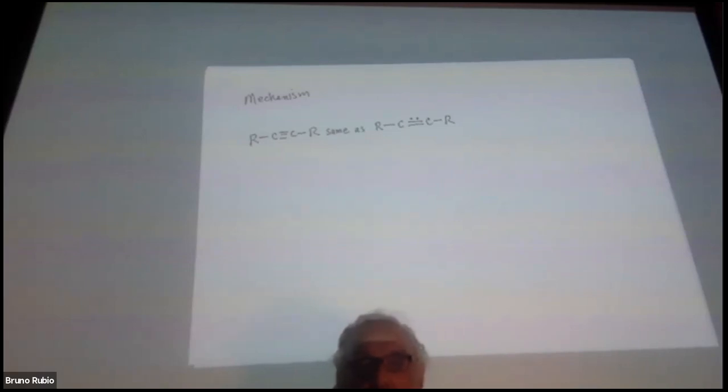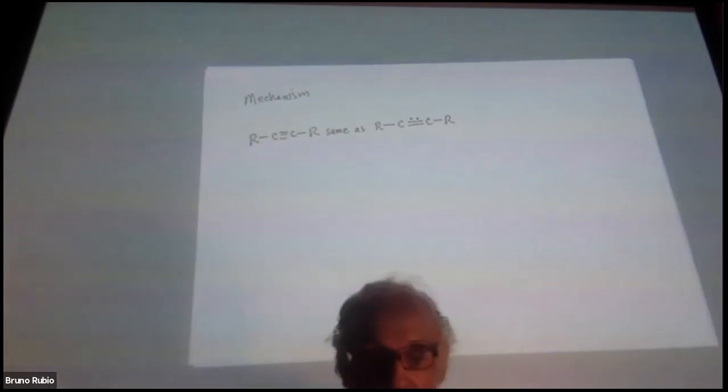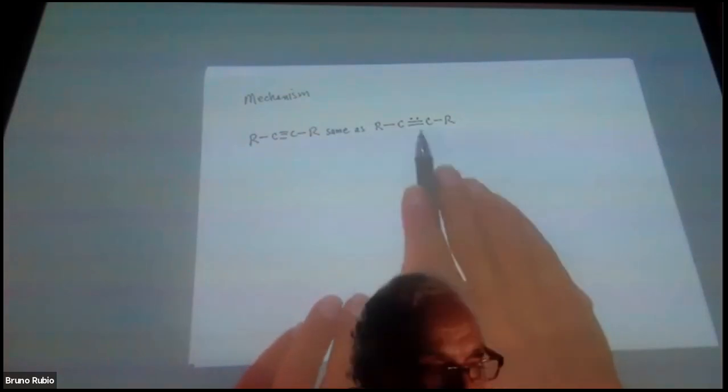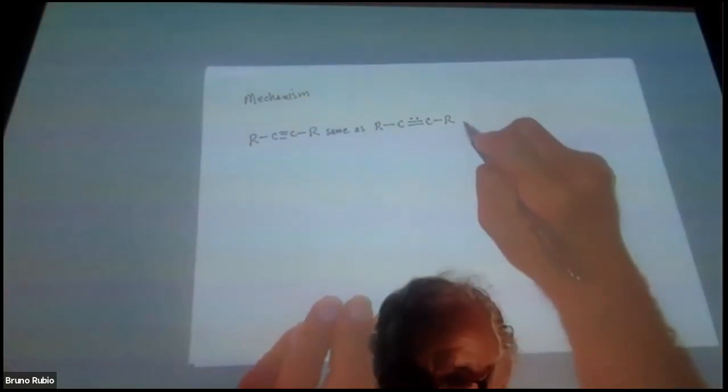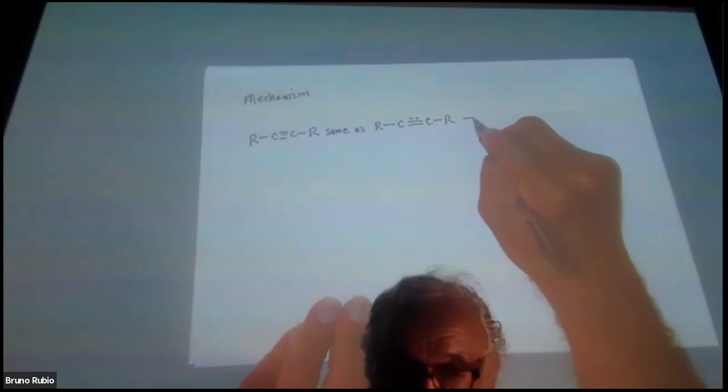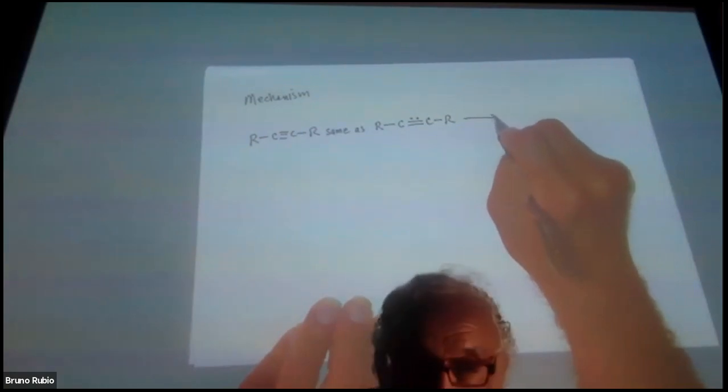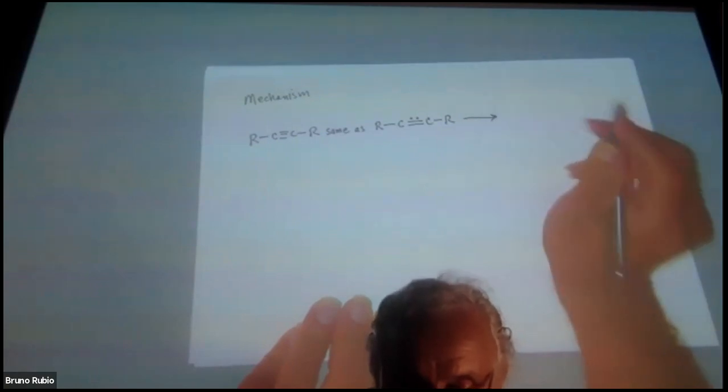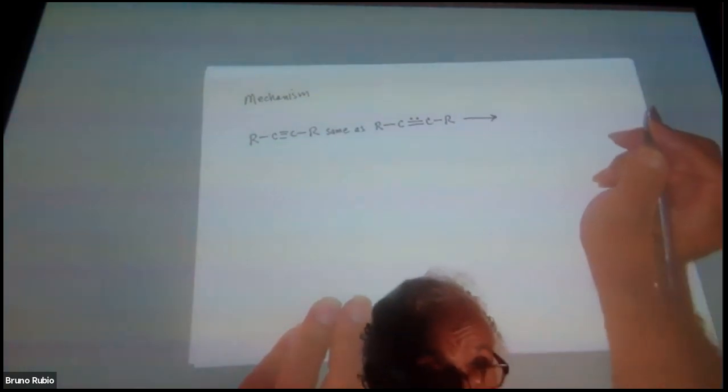Well, that's fair because each of these lines in the chemical structure is a bond, and a bond is a shared pair of electrons. I just replaced the conventional line with two dots. Okay, so now the first step of the mechanism is the metal, the lithium, sodium, or potassium.